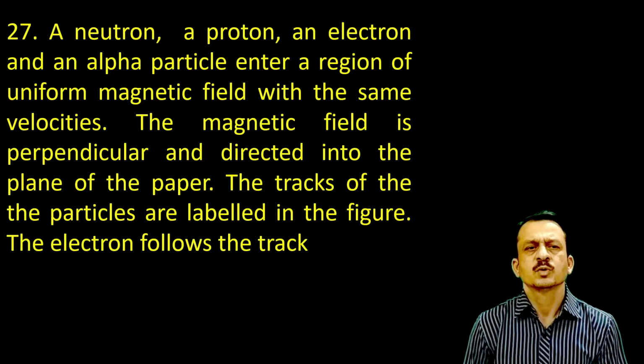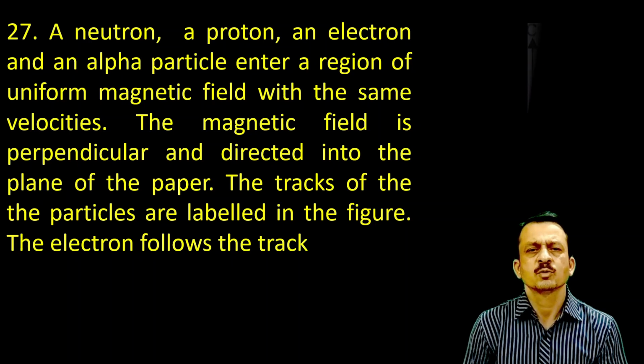A neutron, proton, electron and alpha particle enter a region of uniform magnetic field with the same velocities. Velocities are same. The magnetic field is perpendicular and directed into the plane of the paper. The tracks of the particles are labeled in the figure. The electron follows the track.